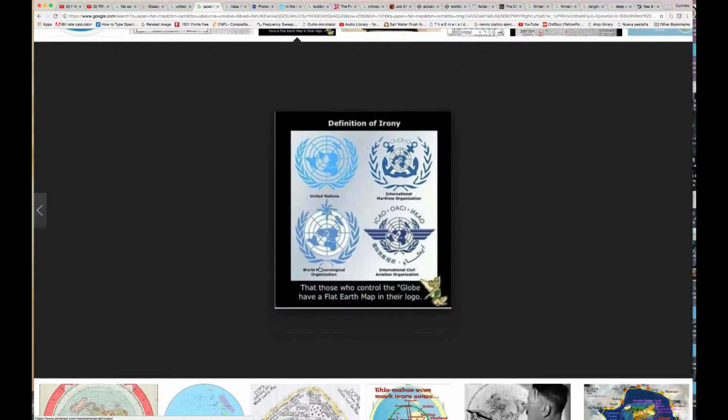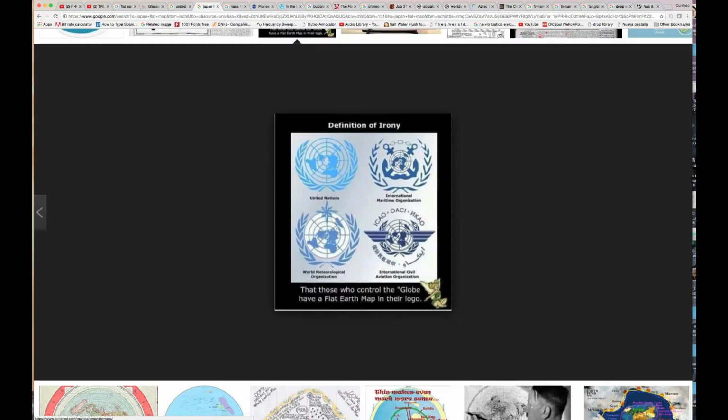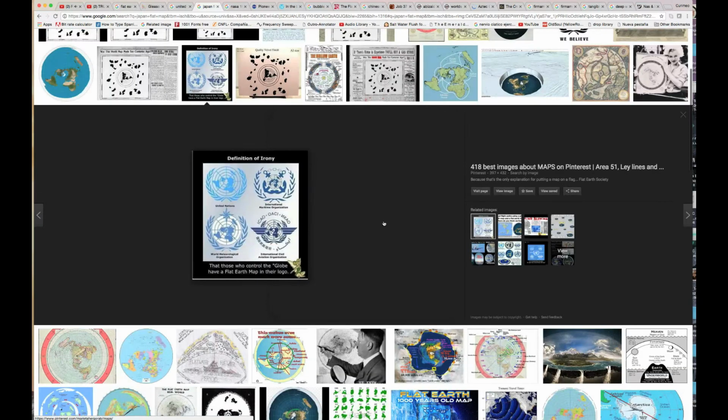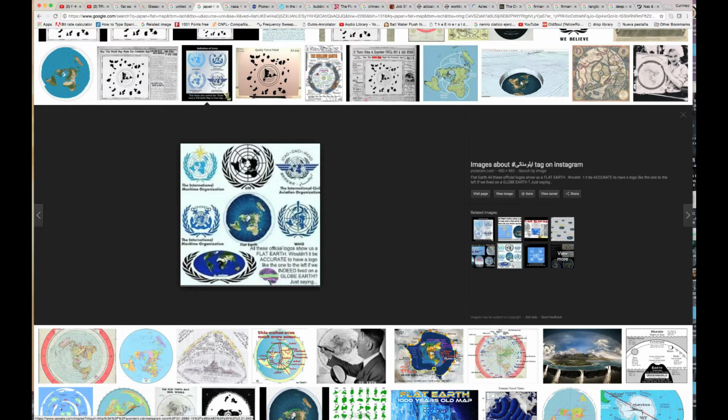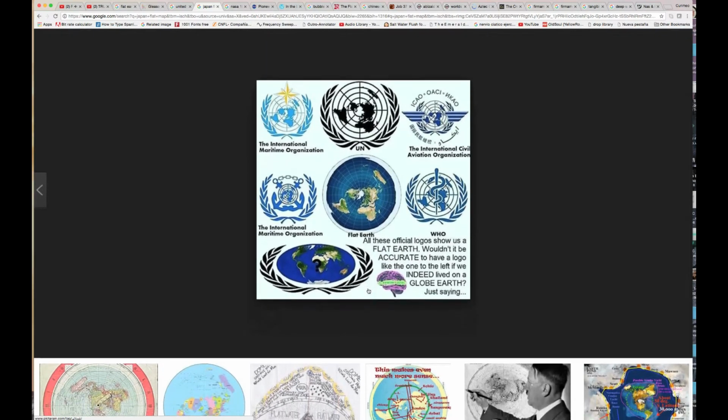Some more logos right here. World Meteorological Organization, International Civil Aviation Organization, International Maritime Organization, United Nations. The ones who fly and travel the whole Earth. Look at their logos. Flat, flat, flat, flat, flat, flat. This ain't no joke. Got a little snake right here. Official logos.